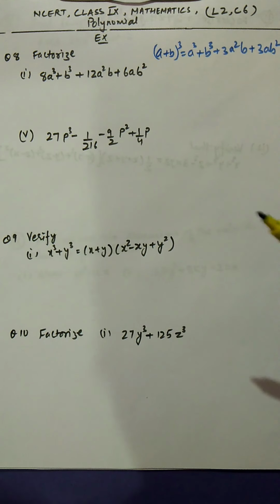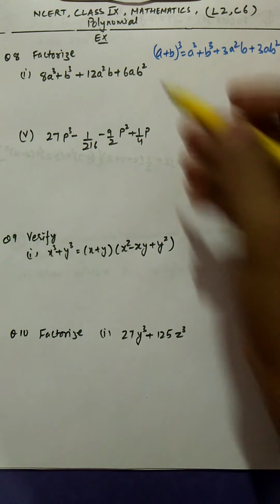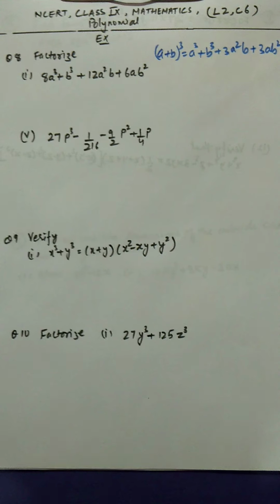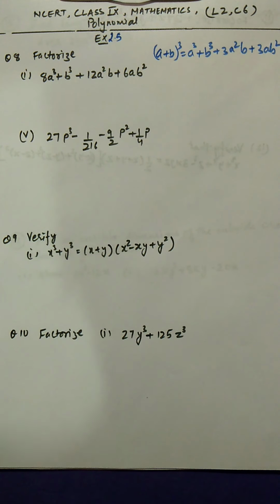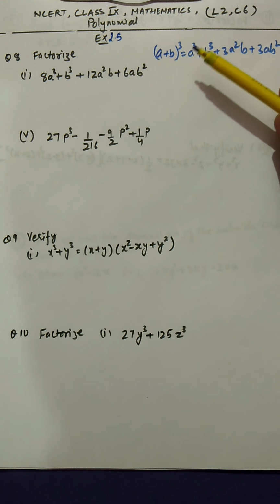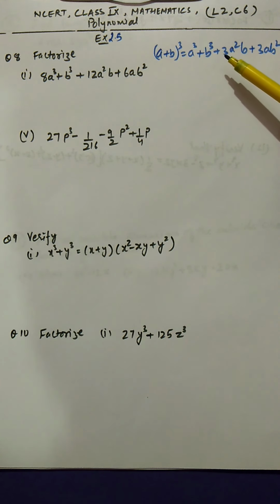Okay, now we are going to discuss this exercise. This is 2.2.5 and question number 8 is you have to factorize, but you have to take the help of this identity: a plus b whole cube is a cube plus b cube plus 3a square b plus 3ab square.